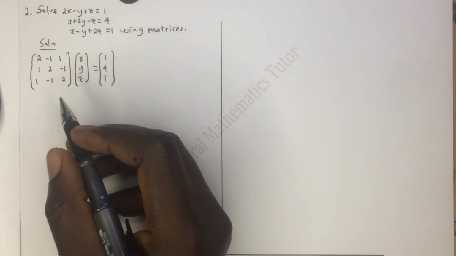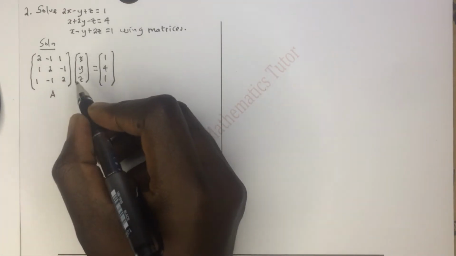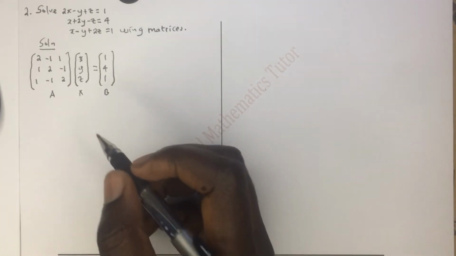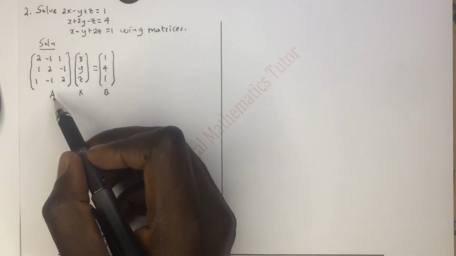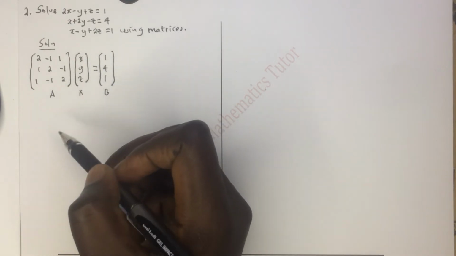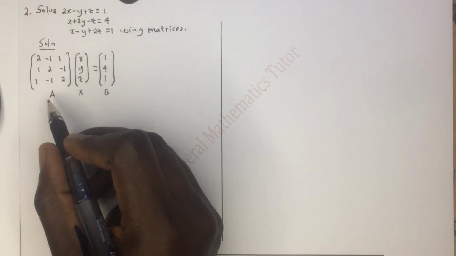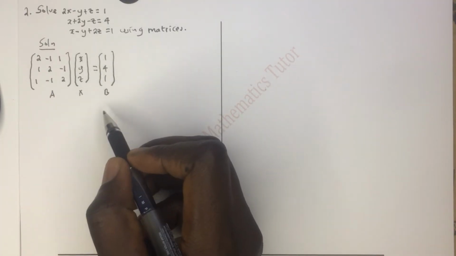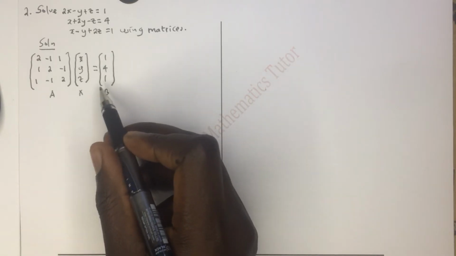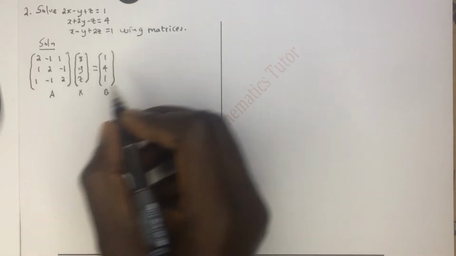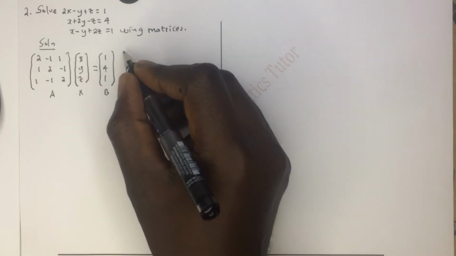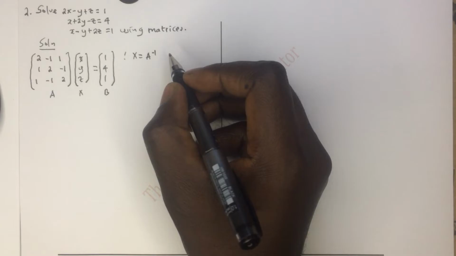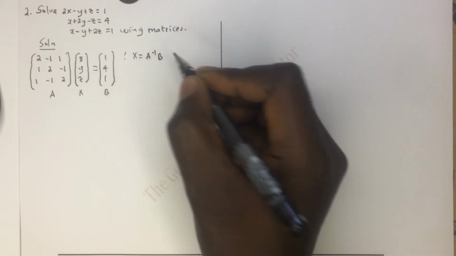For us to be able to do this, we're going to label this one as matrix A, this is x, and that is B. We are going to be looking for x because it is the unknown in this situation. If we have Ax equals B, it means x will be B over A, which can be written as A inverse times B. So that's what we're going to look for: x is going to be given by the inverse of A times B.